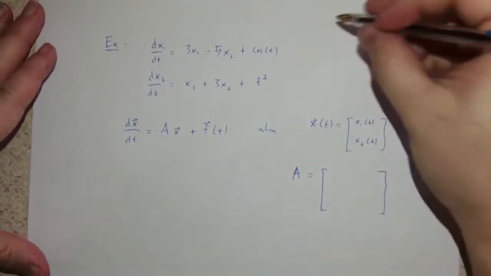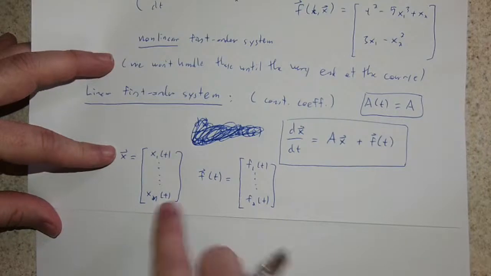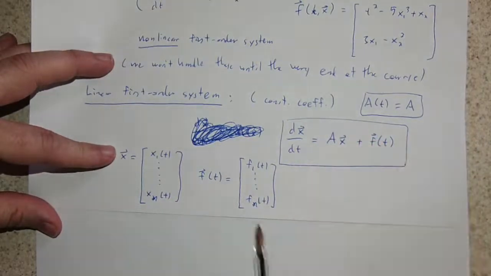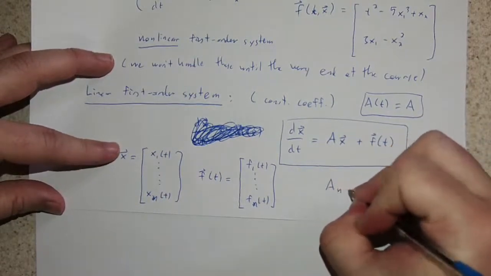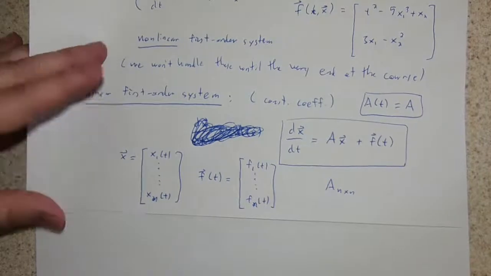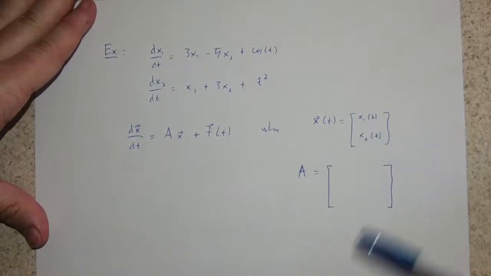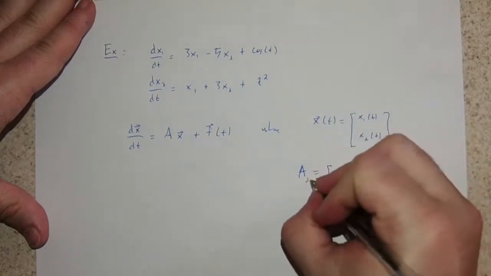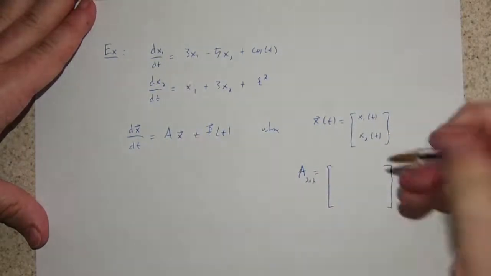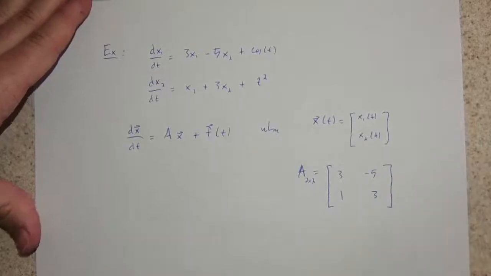Let's go back here for a second. If this solution vector has n components, and I just wrote 2 here, this is n. So if the solution vector has n components, then what's the size of A? A is going to be an n by n matrix in that case. Here, since this is a system of 2 equations, there are 2 unknown functions I'm solving for, so A is going to be a 2 by 2. Well, what is A? 3, minus 5, 1, 3.